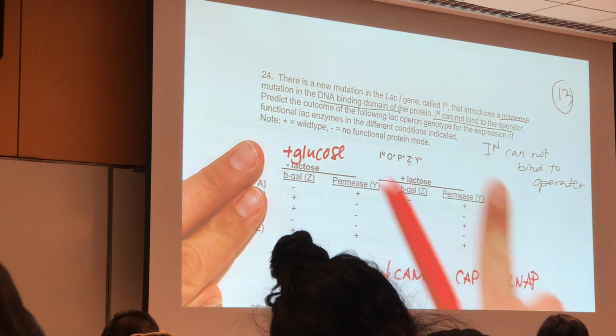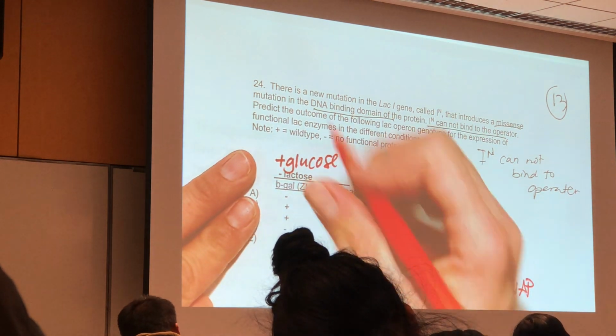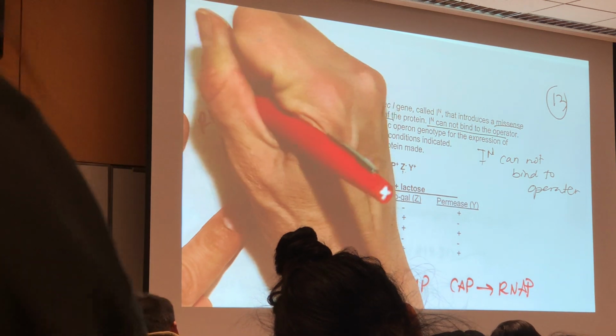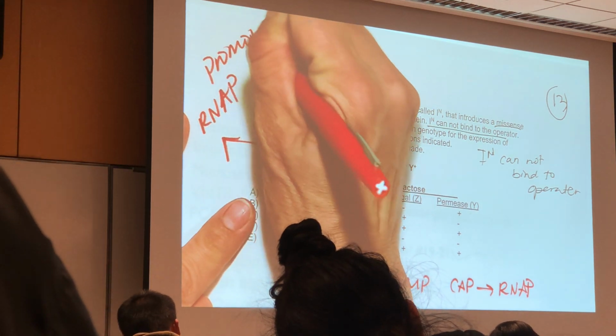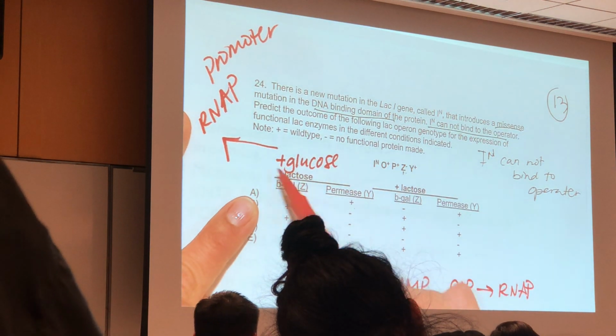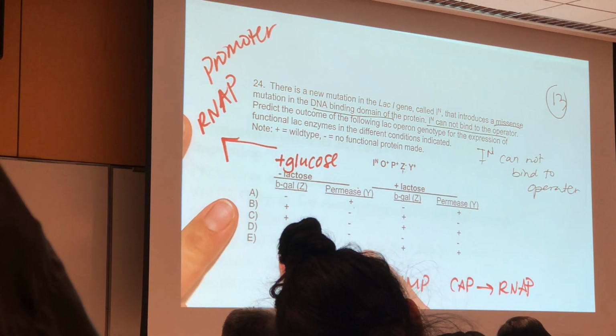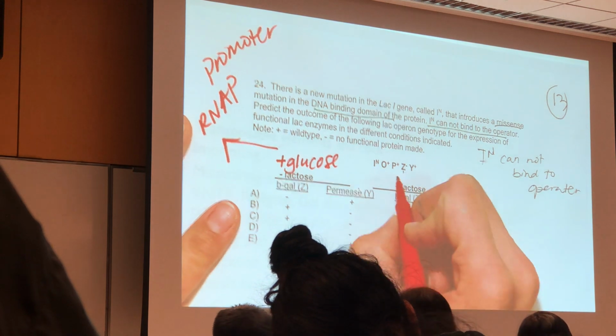So when we're thinking about the lac operon with glucose, is RNA polymerase there? What's the deal with the promoter? In the presence of glucose, RNA polymerase is not there, so it would be minus, minus.